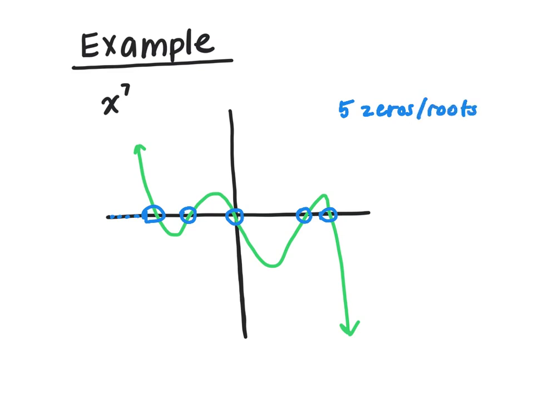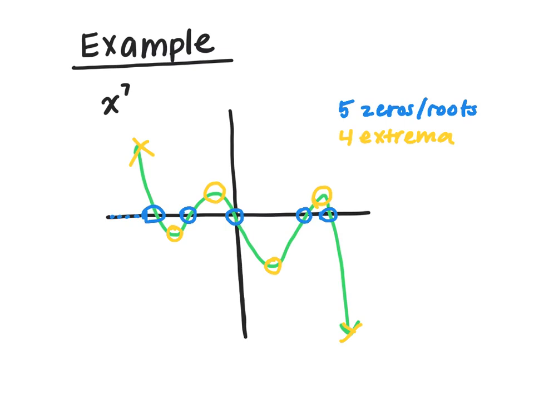I also want to think about my extrema. So we said I'm not including my infinity. I have a minimum, a maximum, minimum, maximum, then it will go down. So I have 4 extrema.